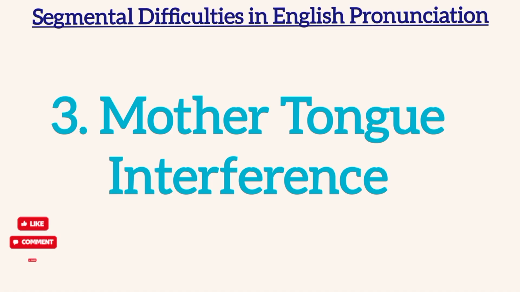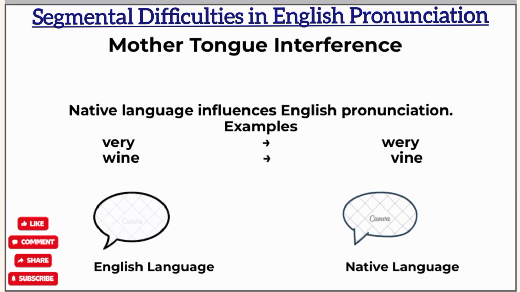3. Mother tongue interference. Mother tongue interference is another common problem. This occurs when learners apply the pronunciation patterns of their native language while speaking English. For example, some learners confuse the sounds V and W. As a result, the word very may be pronounced as wary, and wine may be pronounced as vine.